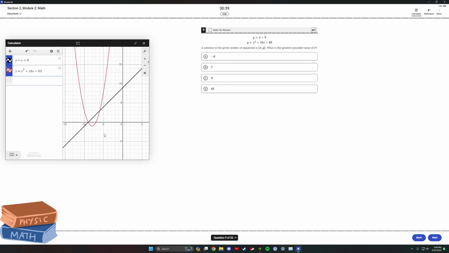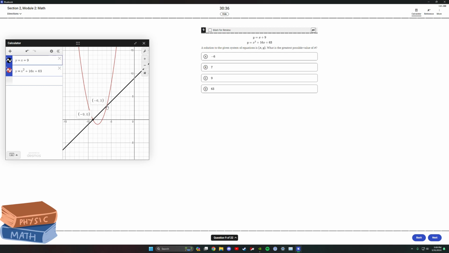So it says a possible solution is x comma y. What is the greatest possible value for x? Well, the greatest one is going to be negative 6. It's bigger than negative 9.